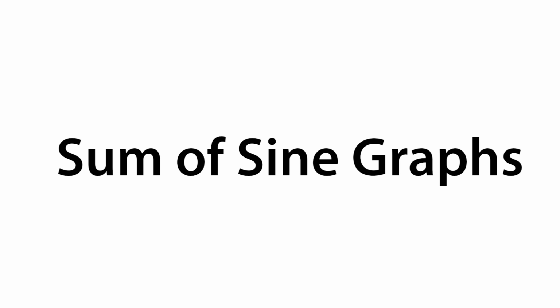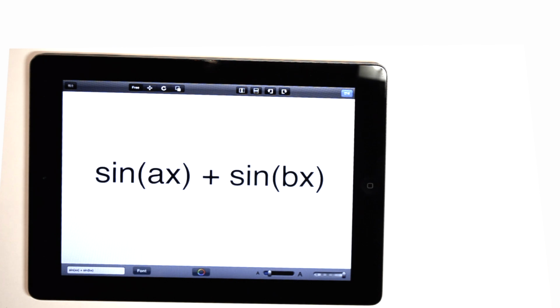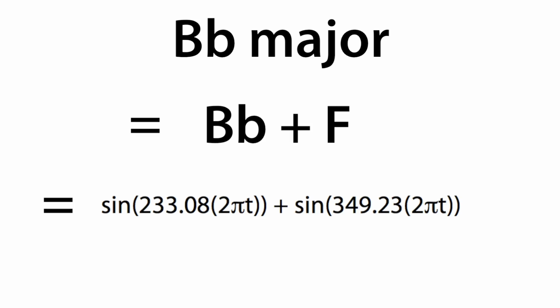Chords are several notes played together, and when two or more notes are played at the same time, the individual notes have to be added together to create the resulting sound wave. Let's see what the sound wave of the first and fifth notes of B flat major played together looks like.